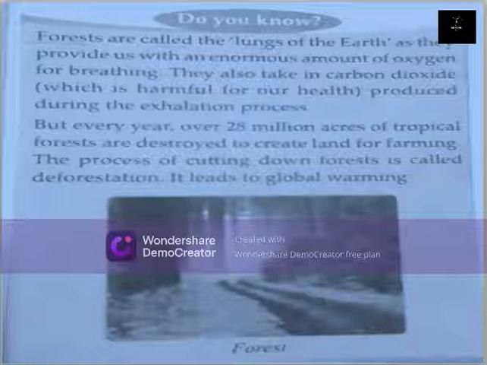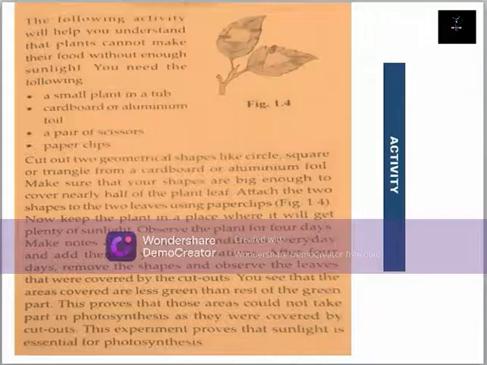So you need to remember what deforestation is. The cutting down of forest is called deforestation. It leads to global warming. Carbon dioxide increases the temperature of the earth. If the forests are cut down, most of the carbon dioxide will reside in our environment and it will cause global warming. So deforestation is really dangerous for us.